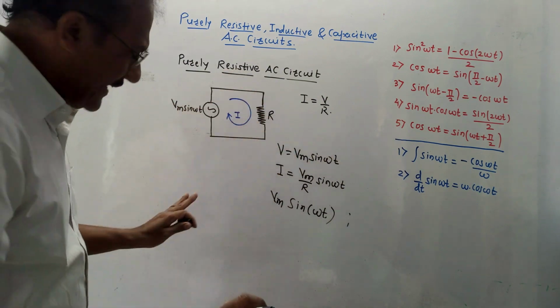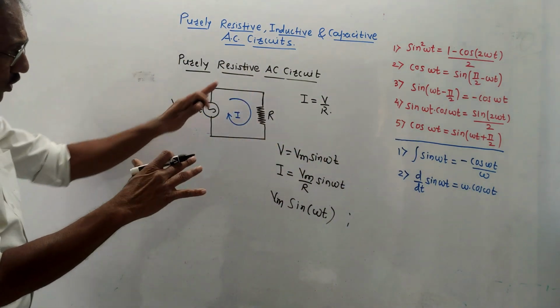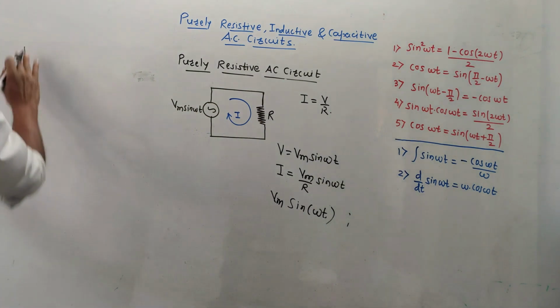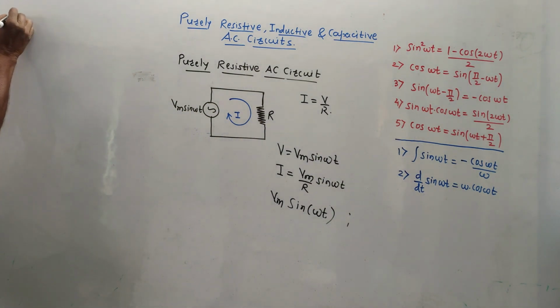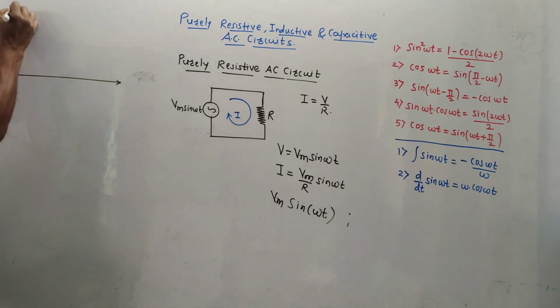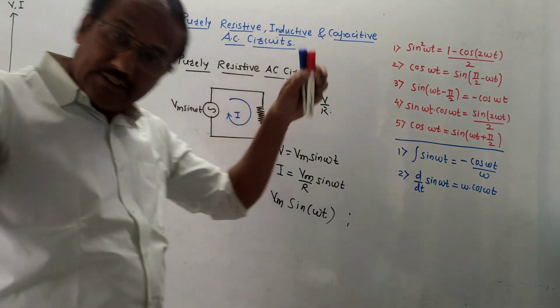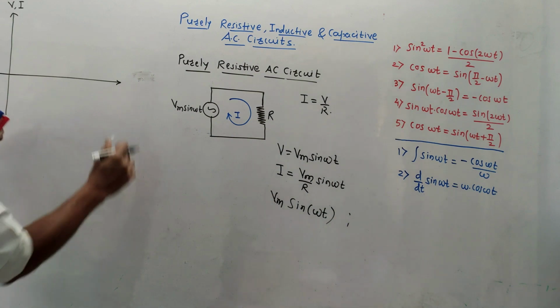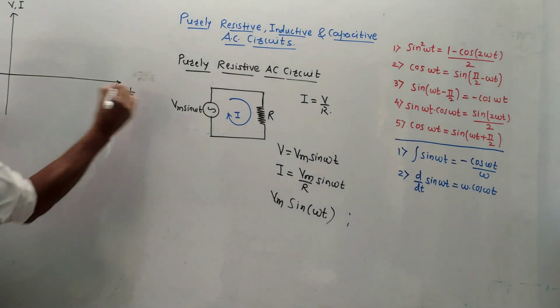Now, how to draw the diagram? To draw the diagram for a purely resistive circuit is the simplest part. I will tell you how to draw it. Draw the vertical axis and write it as voltage or current. On the same graph, I am plotting the diagram of voltage and current. On the horizontal axis, write omega t.